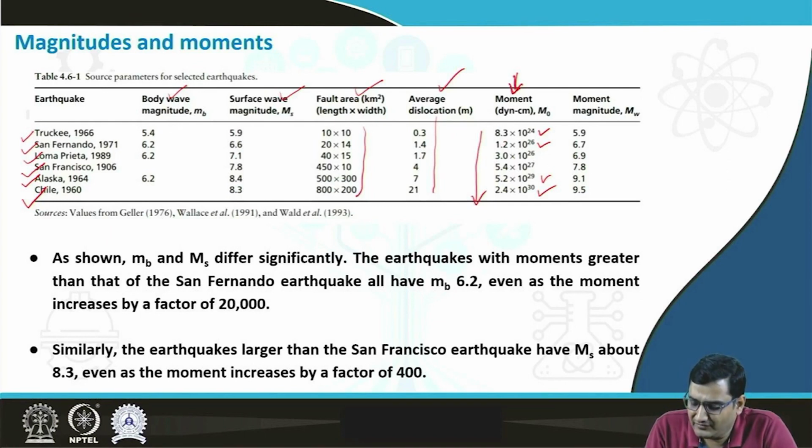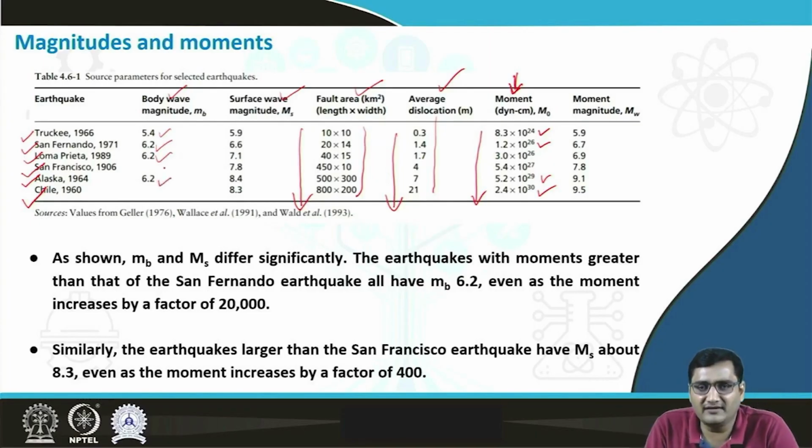Similarly, if you look at their average slip or dislocation, they are also increasing from top to bottom, and the fault area is also increasing from top to bottom. So you can easily understand the Chile earthquake has the largest moment, followed by Alaska, then San Francisco, then Loma Prieta, and the smallest one is the Turkey earthquake. If you look at the body wave magnitude of the Turkey earthquake, that is 5.4, and then San Fernando has 6.2, Loma Prieta has 6.2, and the Alaska earthquake is also 6.2.